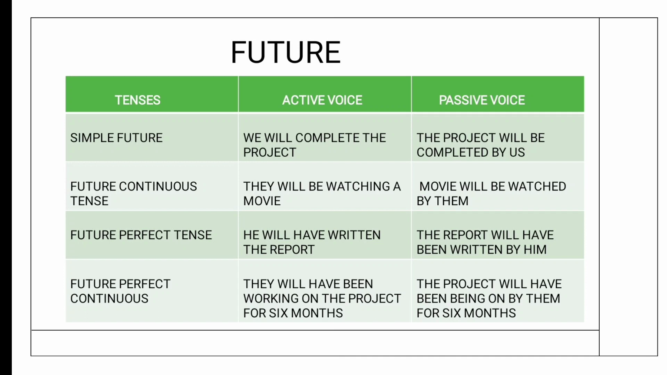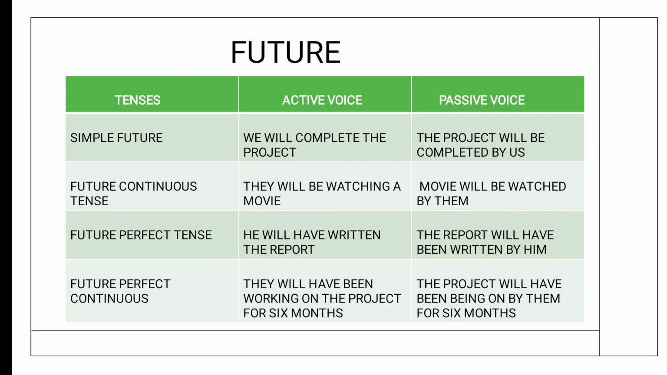Now future continuous tense: they will be watching a movie. Subject plus will be or shall be plus V1 plus ing plus object, that is the normal active voice formula of future continuous tense. To convert into the passive voice, a movie, which is the object in the active voice, will become the subject in passive voice. A movie will be being watched. Why being? Because it is future continuous tense. If it is continuous, we have to add being after will be or shall be. Okay. So a movie will be being watched.